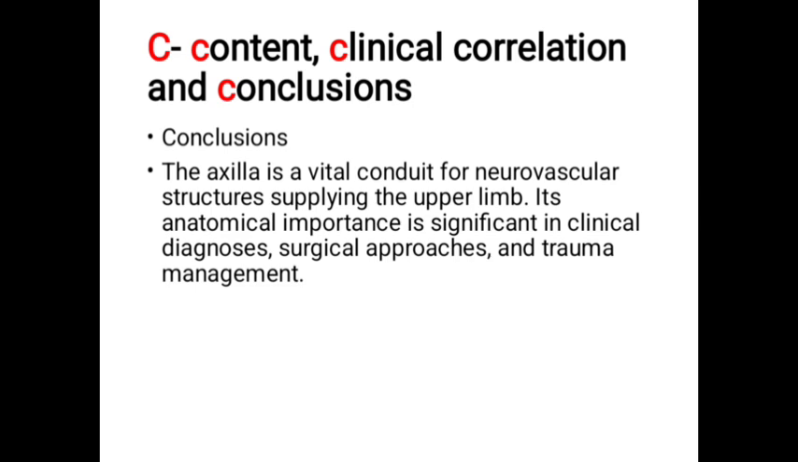Example, in conclusion, the axilla is a vital conduit for neurovascular structures supplying the upper limb. Its anatomical importance is significant in clinical diagnosis, surgical approach, and trauma management. So with this, I've concluded this essay.